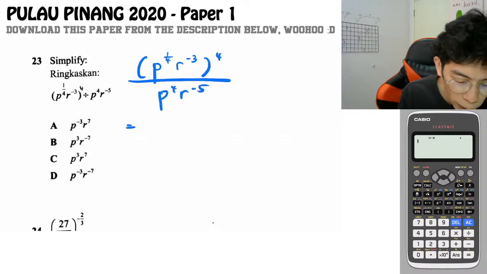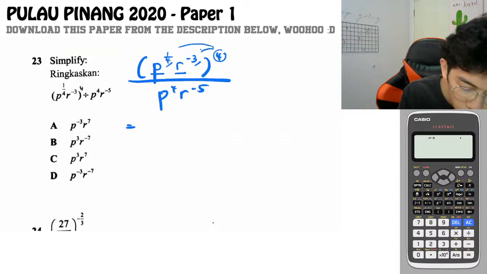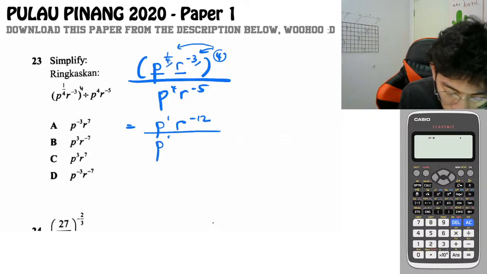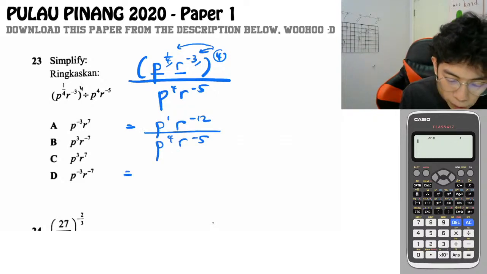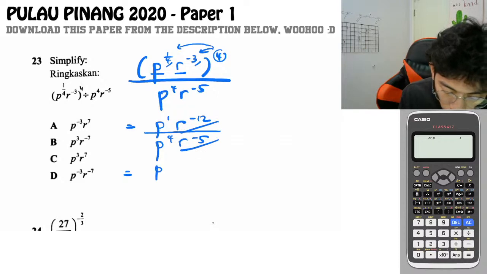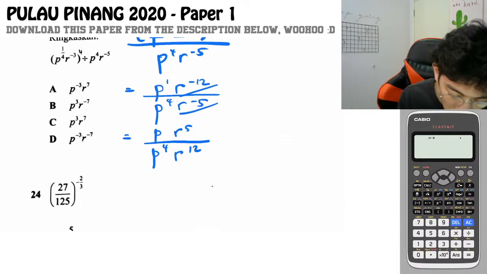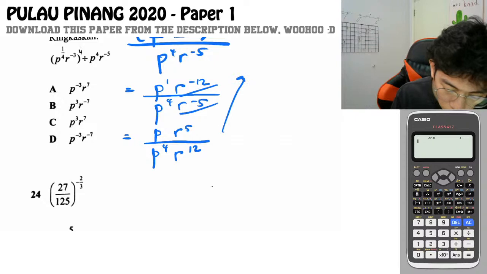So that's my usual way. I always say this. You have base, every base there are index, and there is a bracket, you have to multiply the index. So the first one being P to the 4 times 4, P1, R negative 12. I'm multiplying it over P for R negative 5. Everyone, I don't like the negative. So I will just remain the P and I switch the R. So I'm going to use the usual way now.